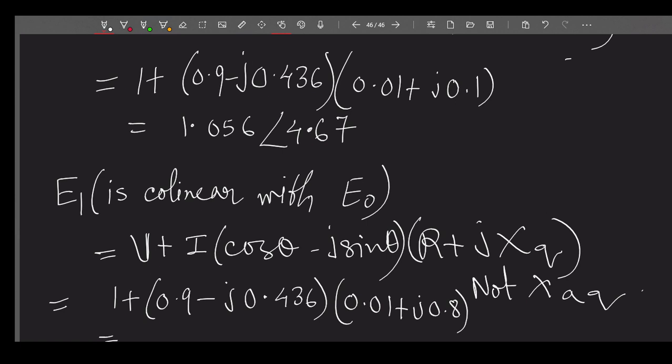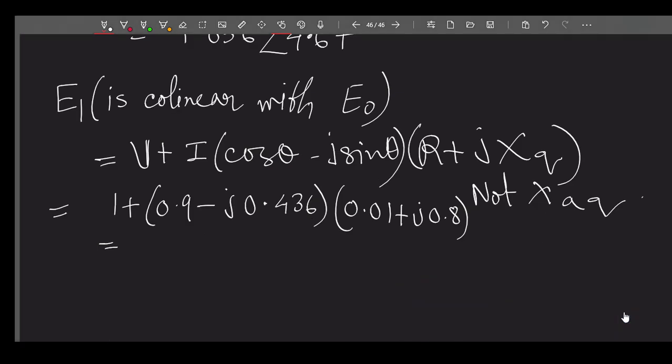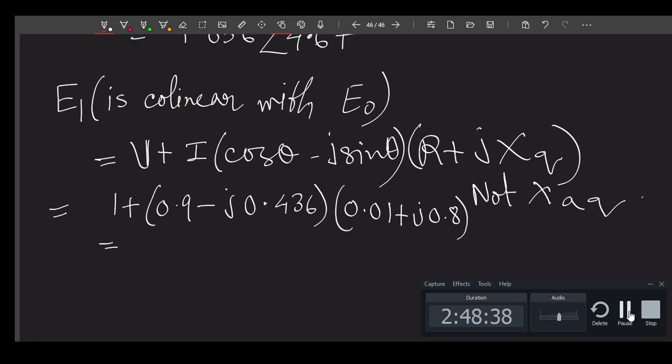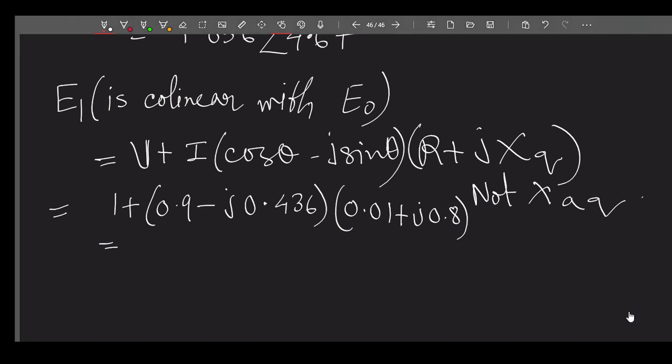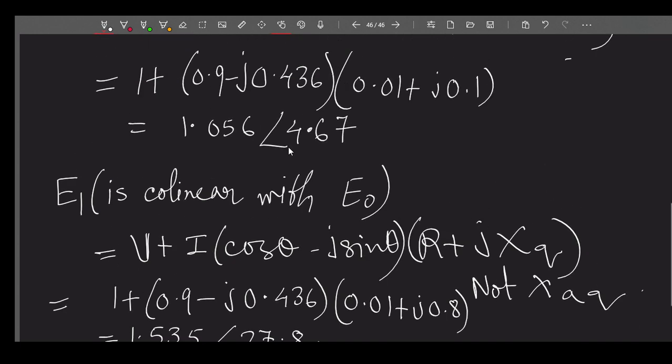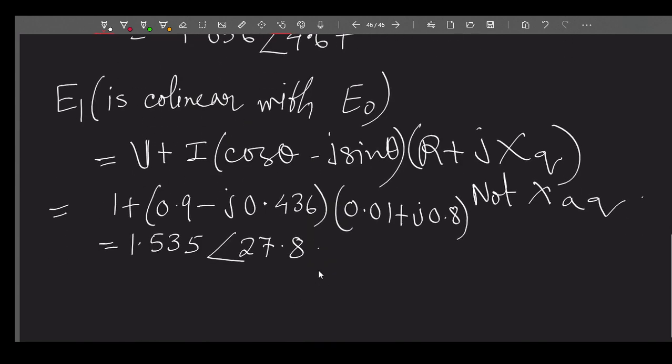Just a minute, let me calculate. So now, this is going to be something like 1.535, angle 27.8. So why do we need to calculate these two? So that we can figure out the difference between these two angles.